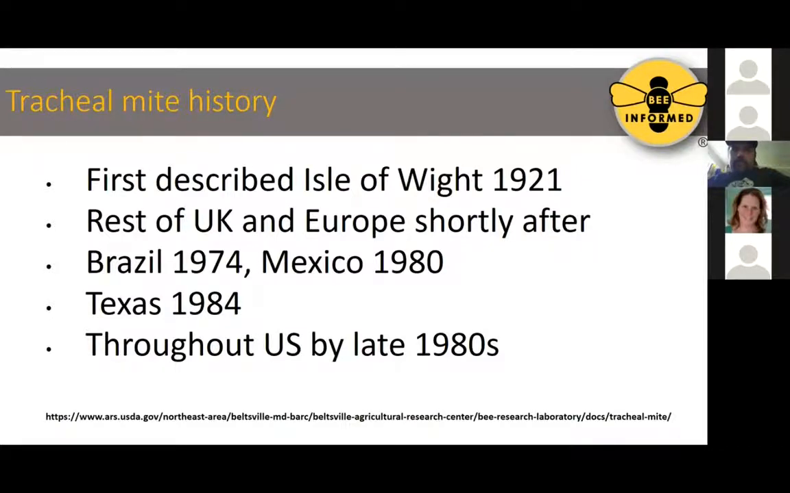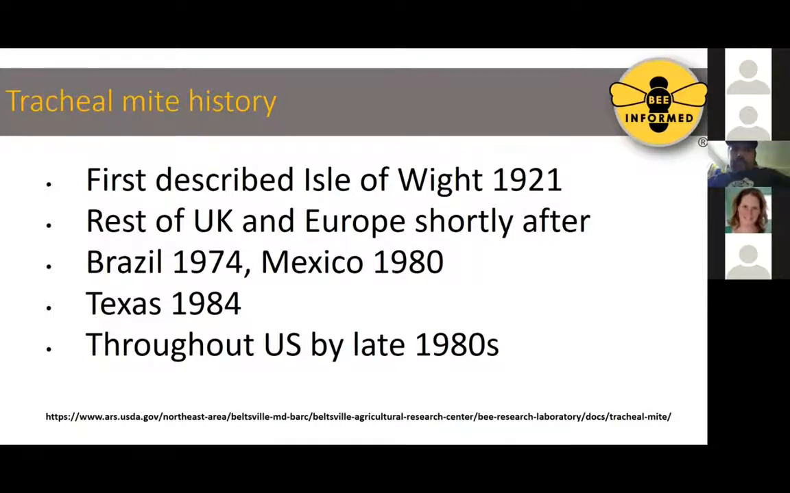It was later determined this wasn't the cause of these high losses, but it did lead to the discovery of this parasite. Interestingly, shortly after they were discovered, the United States passed the Honeybee Act of 1922, which banned the import of honeybees from infected countries. So that was an early biosecurity measure there. It did spread through Europe pretty quickly, or it was found in Europe shortly after it was found in the United Kingdom.